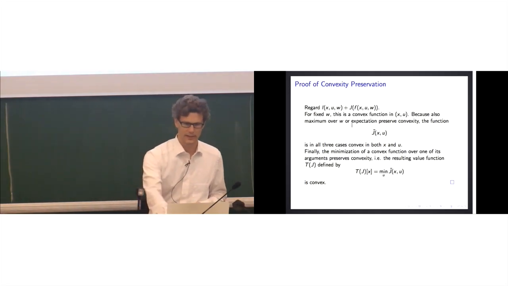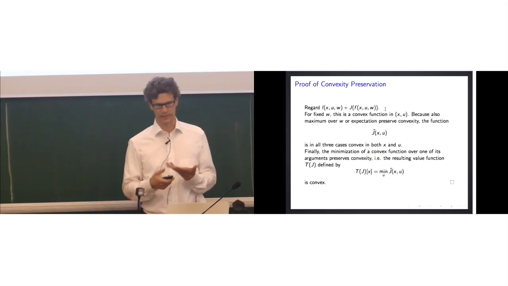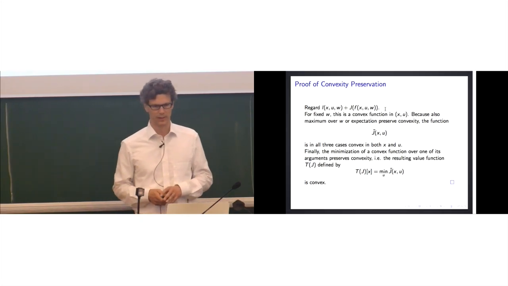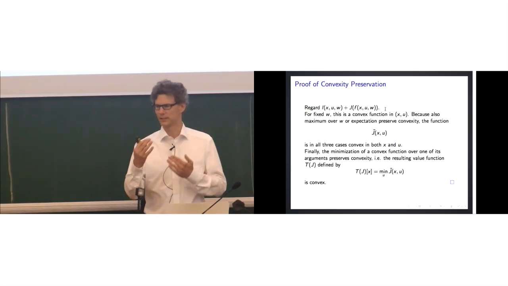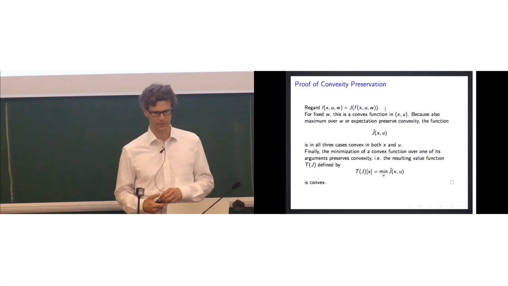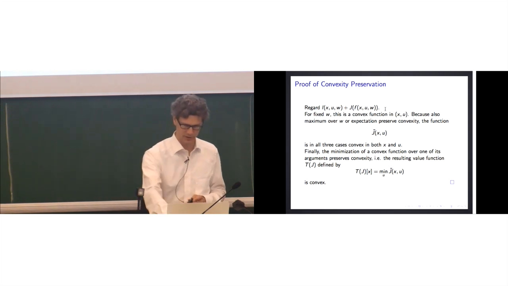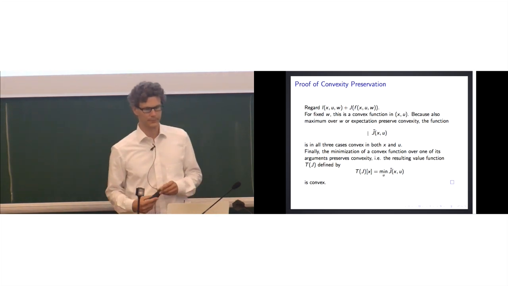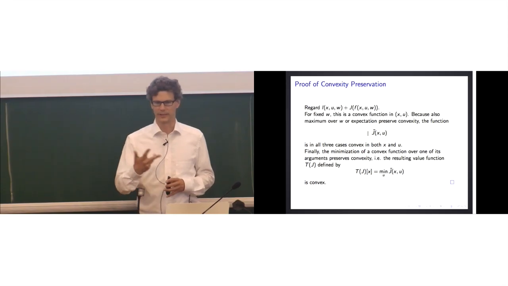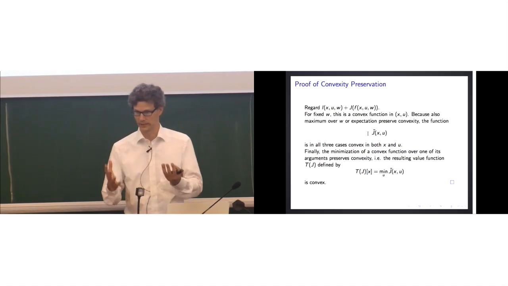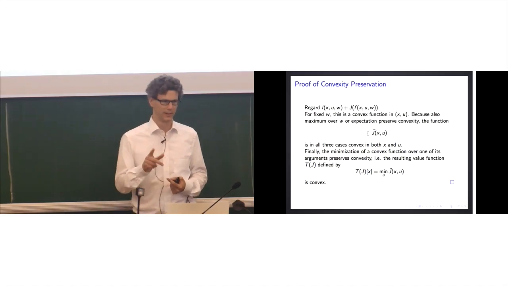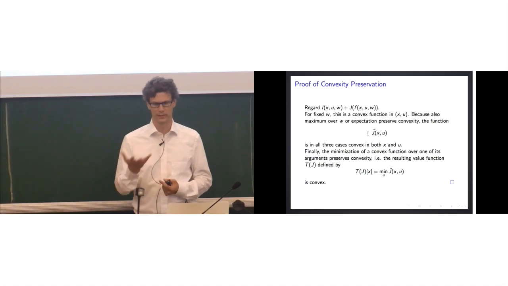Then you can either take the maximum over W or the expectation. Maximum over a collection of convex functions preserves convexity. And expectation is actually weighting with positive numbers, so that also preserves convexity. So in both cases, this function J tilde would be a convex function. Or in all three cases, if you don't have any randomness, no W, of course it's also convex. And then you have a convex function in X and U together, and then you minimize over one of its arguments, namely over U, and you get another convex function.